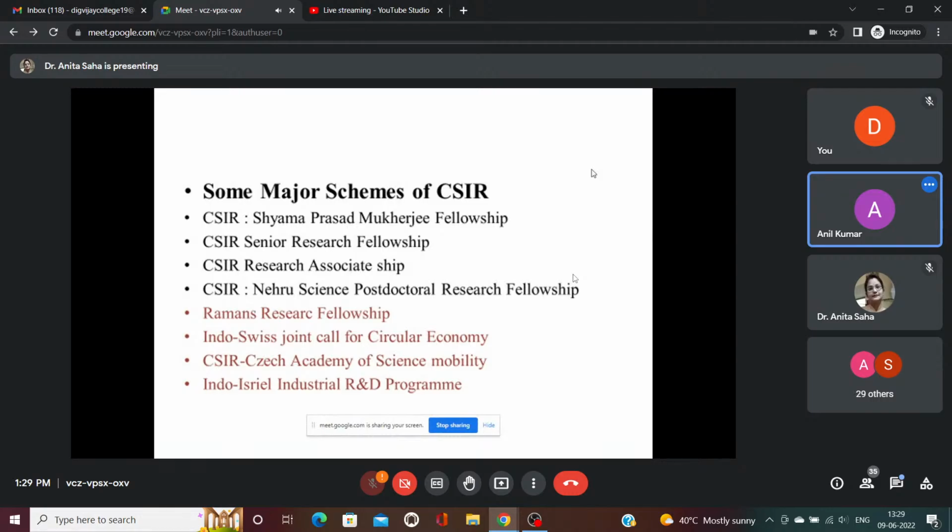Besides, CSIR Czech Academy of Science Mobility, and Indo-Israel Industrial R&D Program. Last four, the Raman, Indo-Swiss, CSIR Czech, and Indo-Israel Industries R&D Program. At present, these last four schemes are operational. You can search the website of the CSIR. You will find that the time limit for these four schemes is already going on, and you can apply in these four schemes. This is not only for science; they are also supporting the economy of the country, but it should be science related.